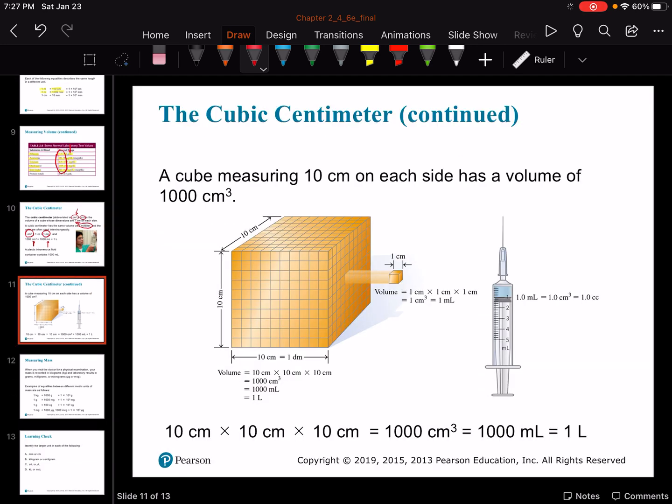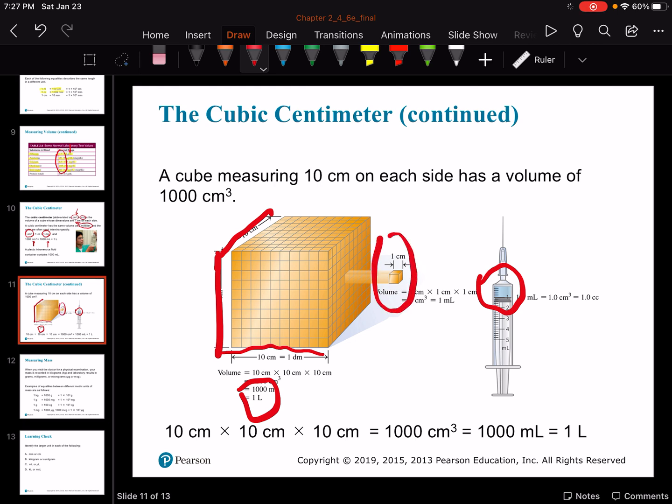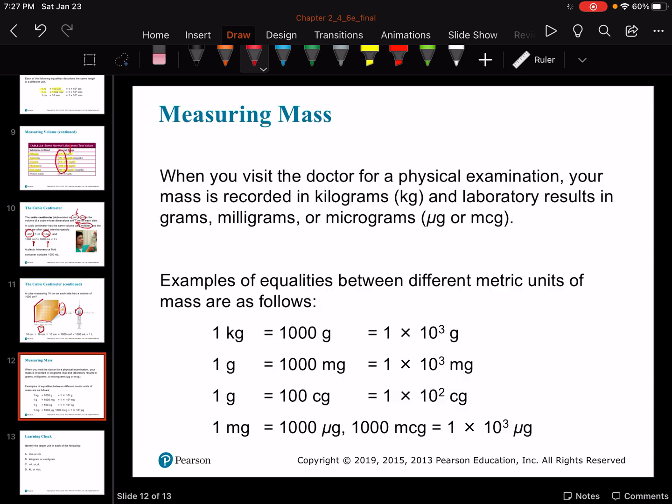This is just a visual to help you appreciate what's going on here. Let's skip this slide. There's a milliliter or a cc, and if you have a cube, it's 10 centimeters on one side, 10 centimeters in here, 10 centimeters this way, then it's 1 liter. Well, one thousandth of that is going to be 1 cc.